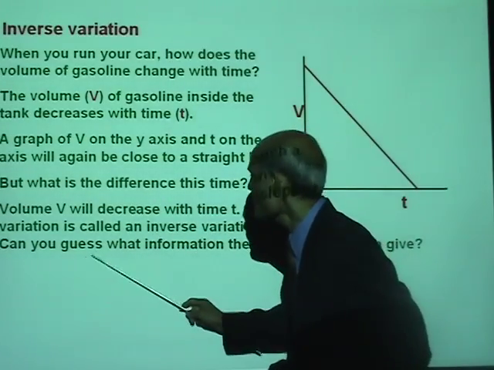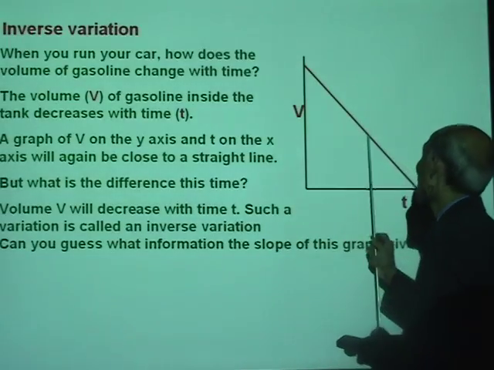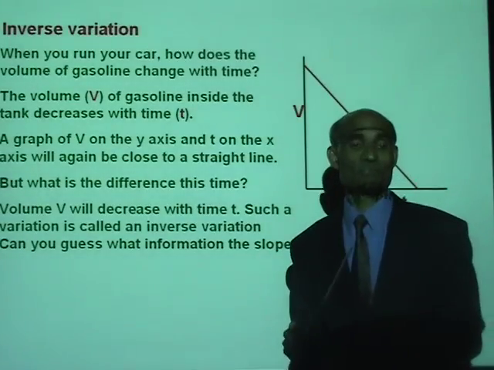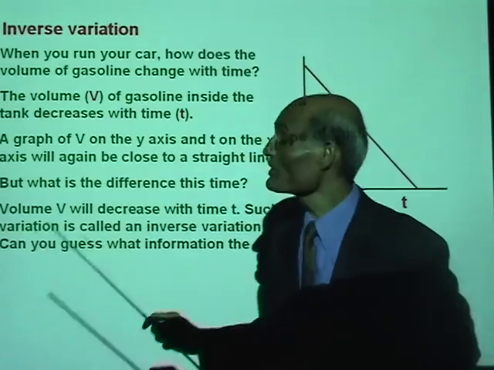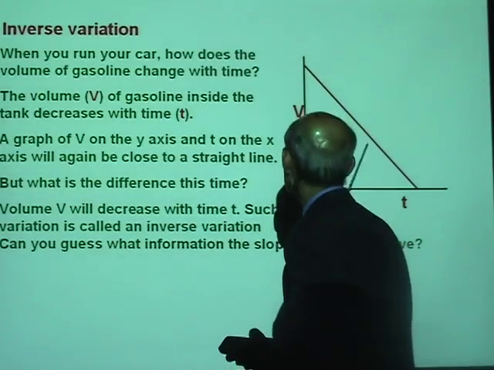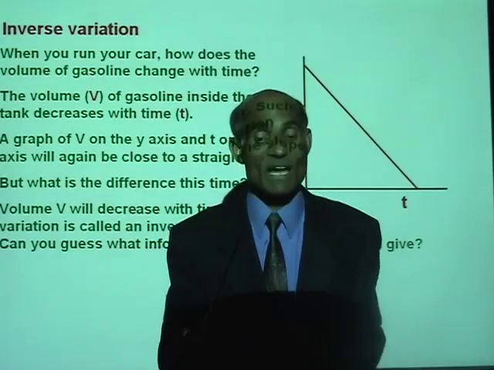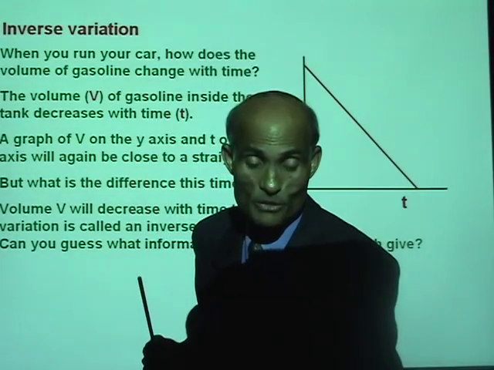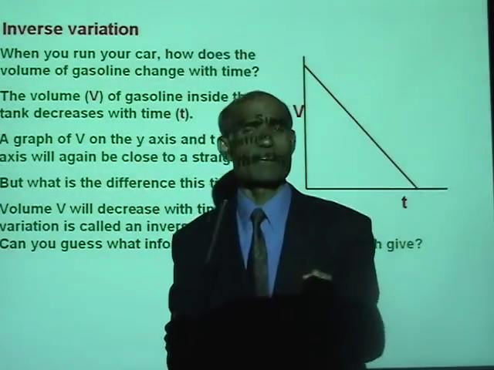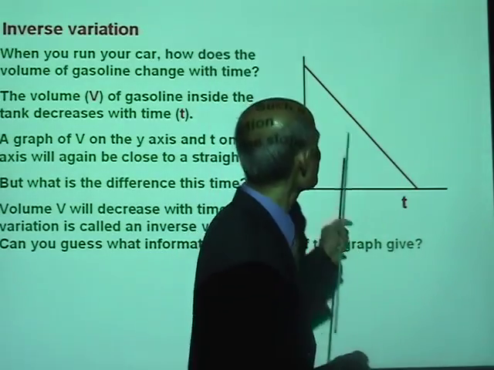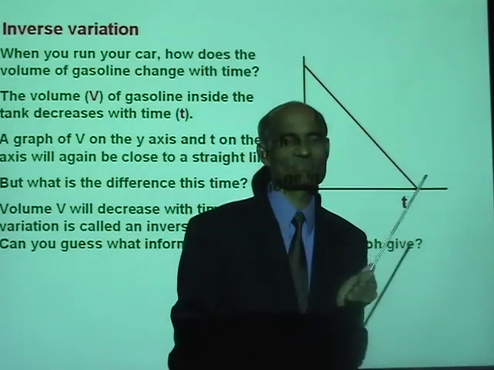Tell me, what information does the slope of this graph give you? Now, very often you understand that the slope of this graph is a negative slope, because as time goes on, the fuel is decreasing. Tell me, what information does the slope of this graph give you?